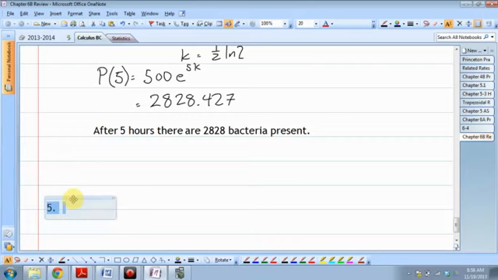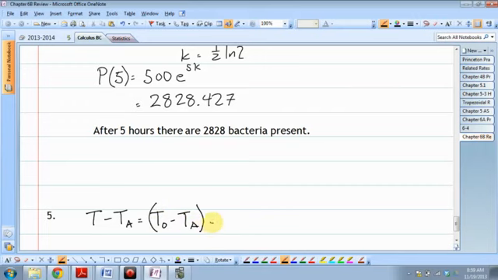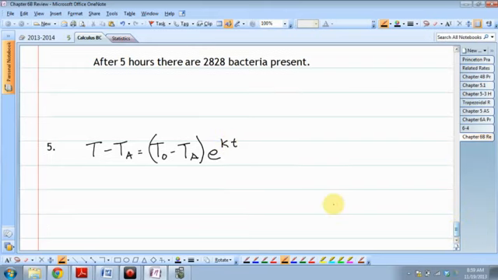Okay, so Newton's law of cooling. Let's remember what that law of cooling is. T minus TA is equal to T naught minus TA times e to the KT. I think the book uses negative KT, but I prefer not to.